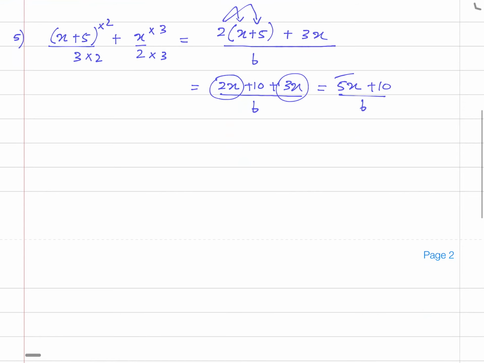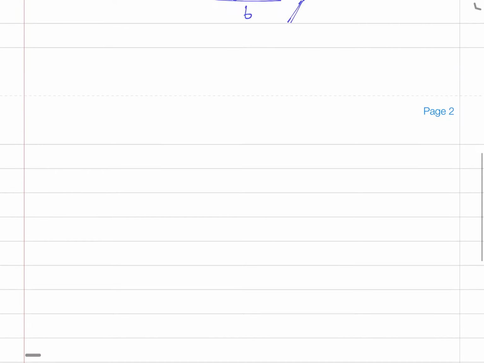So now here, if you carefully look at your numerator, 5 is a common factor. You can take 5 out, so that would be 5(x plus 2)/6. And that's the answer to that question.